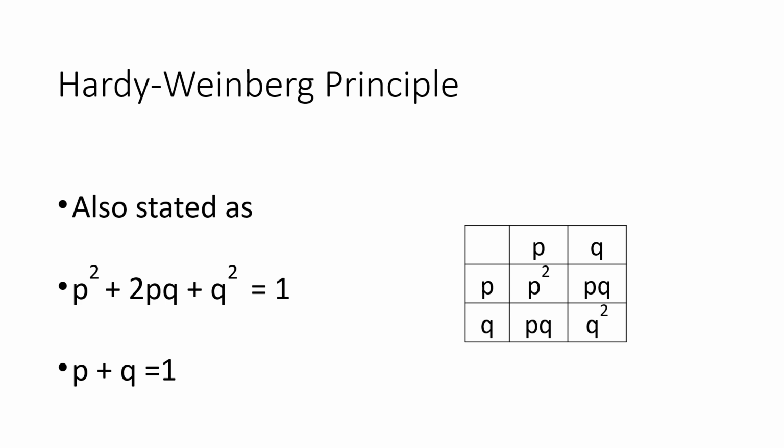So if you look at our Punnett table over here on the right, you can see that p squared is the dominant trait, q squared is the number of recessive traits, and 2pq, because there's two of them, is the percentage of the population that is heterozygous.